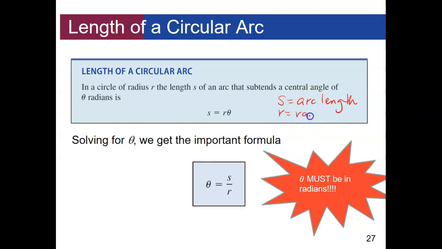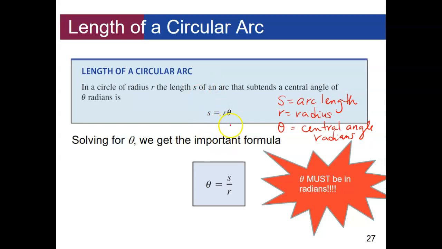R is our radius, and theta is our central angle, which must be in radians. So you see this warning here: theta must be in radians in order for this to work. If theta is given to you in degrees, then you have to use the conversion formula to convert it from degrees to radians before you can use this formula.